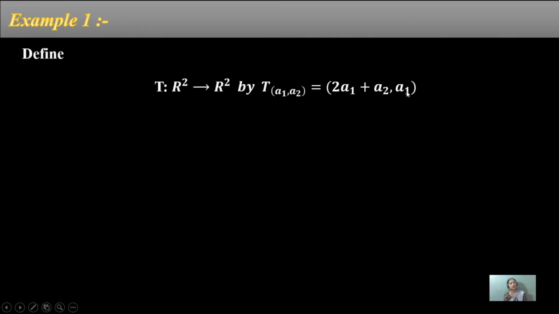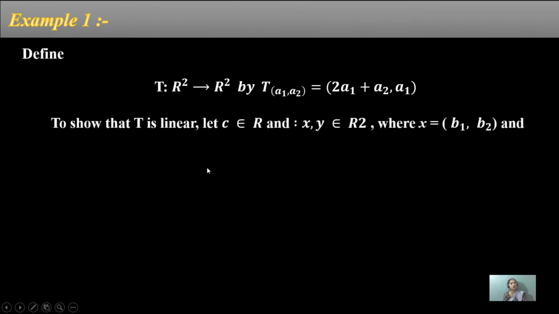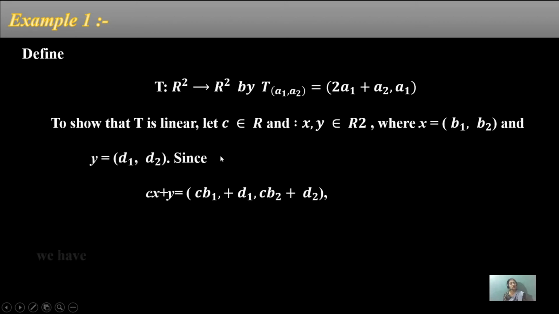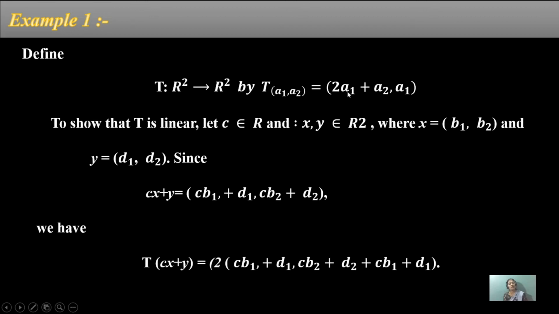Let us get started with an example, where T(a1, a2) is given by the stated condition. To show that T is linear, let c be an element of R and x, y elements of R2. Then x equals (b1, b2) and y equals (d1, d2). Then cx plus y, with c common, gives c(b1, b2) plus (d1, d2), which is (cb1, cb2) plus (d1, d2). Then we apply the linear condition to both of these forms.